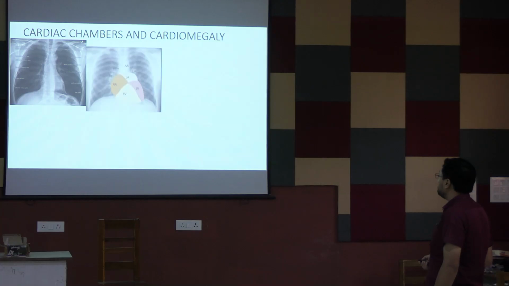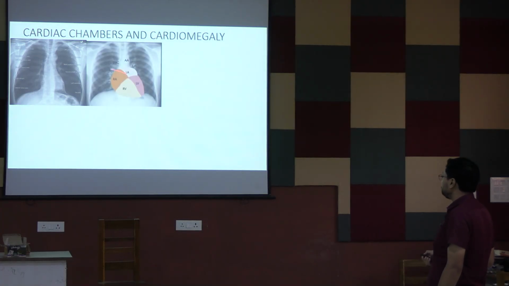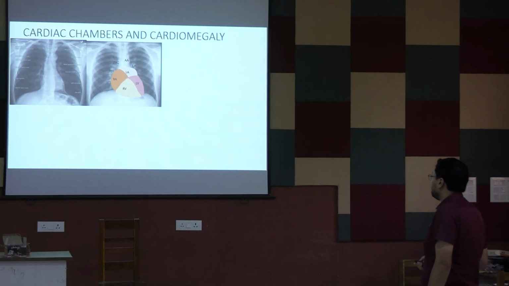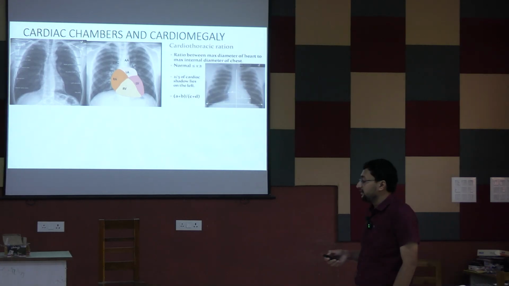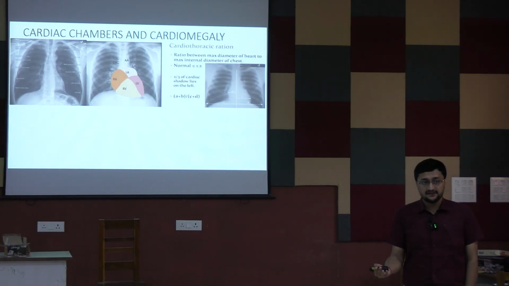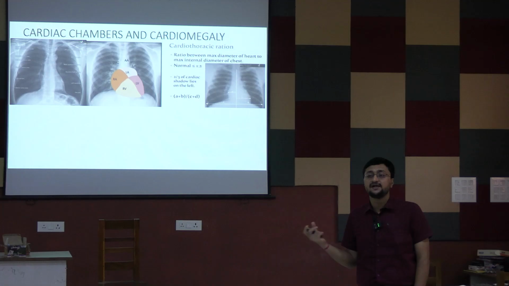Now the cardiac chambers. This is the left atrial shadow, this is the left ventricle, this is the right ventricle and this is the right atrium. During the reading of the chest X-ray, you have to assess whether the cardiac shadow is enlarged or not, whether the patient is having cardiomegaly or not. So how to assess whether the patient is having cardiomegaly or not? By assessing the CTR, cardiothoracic ratio.